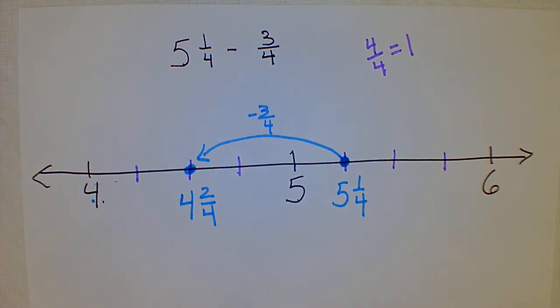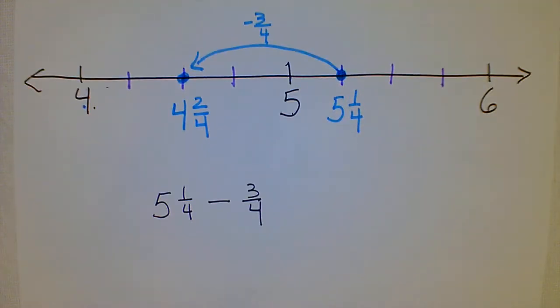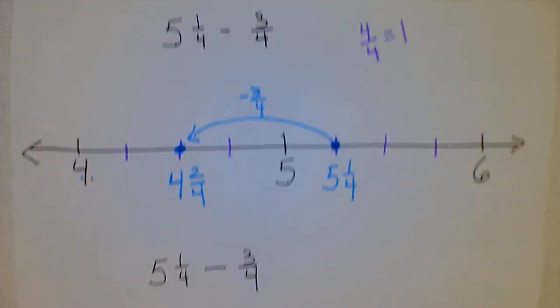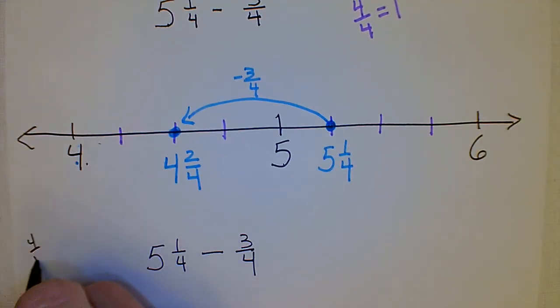Let's do it another way. Let's do it the second way that we've been working on. We're going to do it horizontally. We are going to start with 5 1/4, and we are going to subtract 3/4. Let me slide this up for us. So again, our rule is that 4/4 equals 1. And maybe I'll jot that over here for us again.